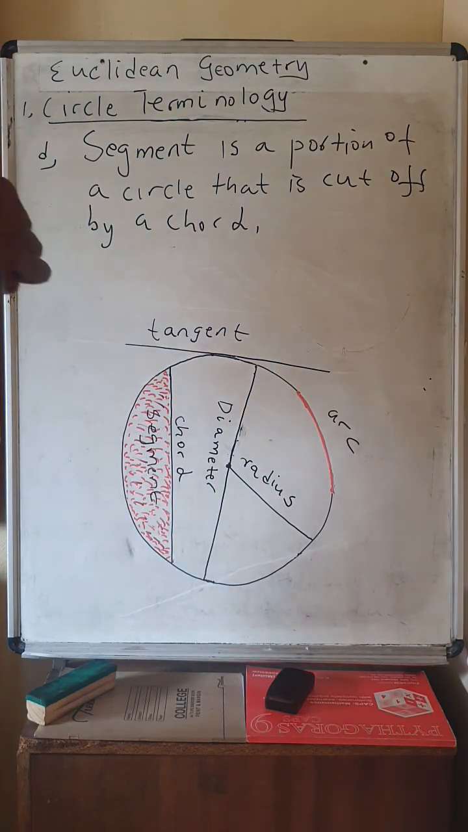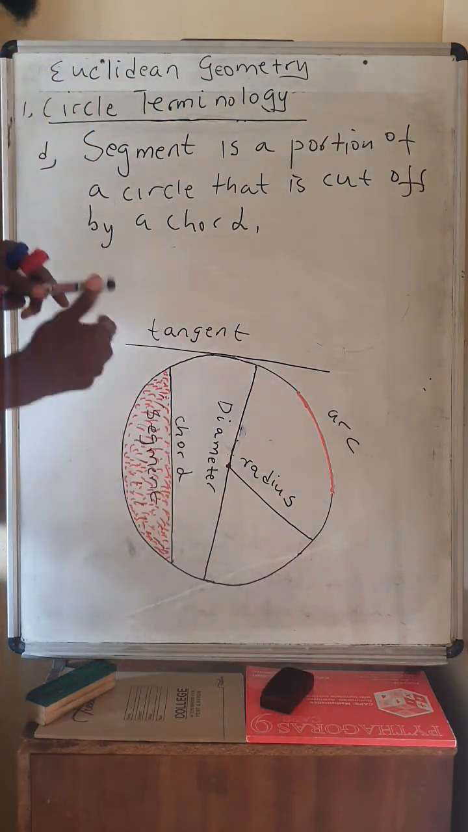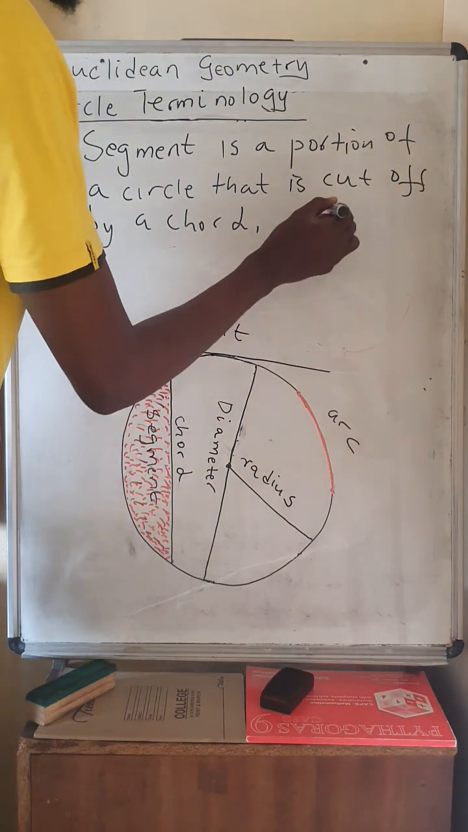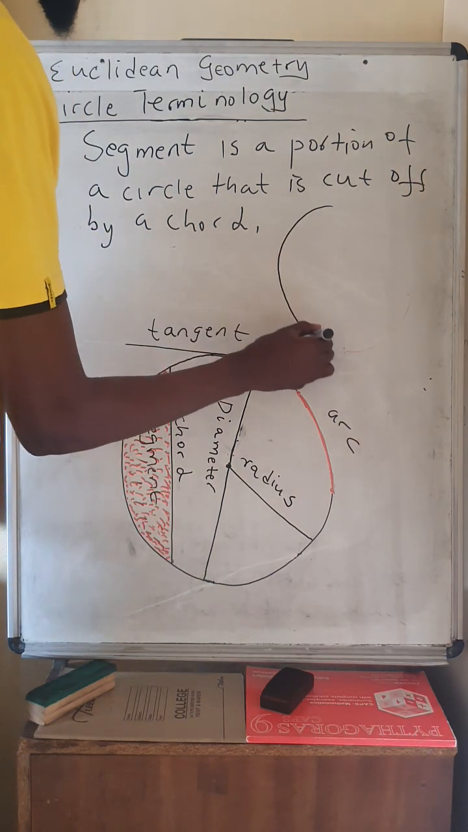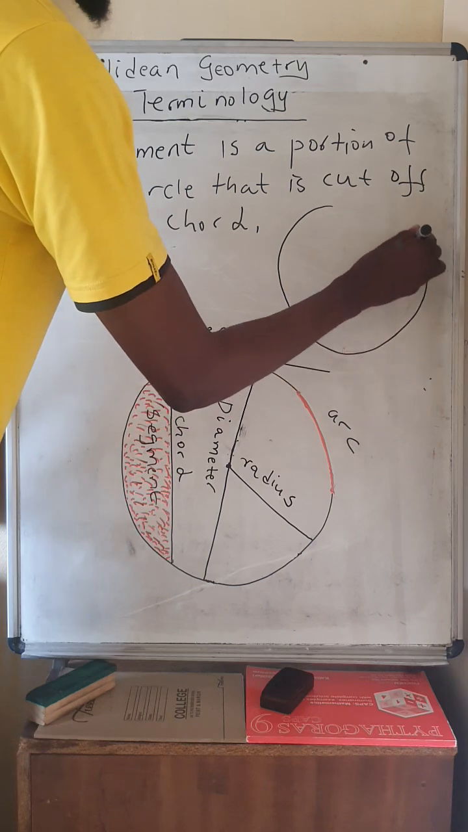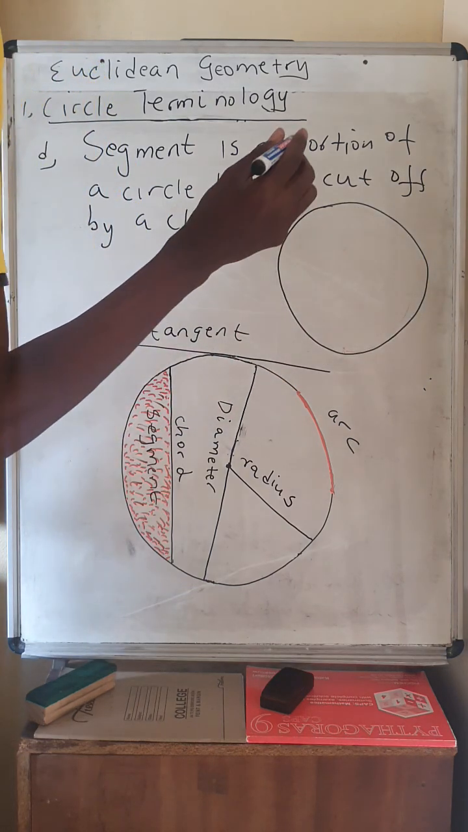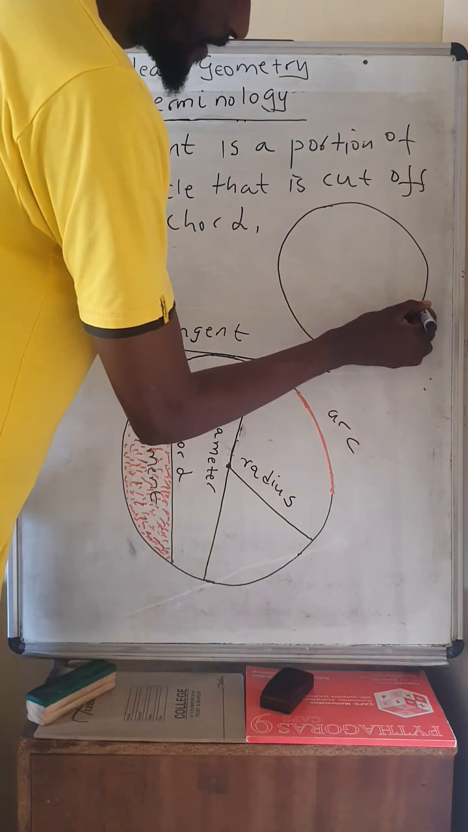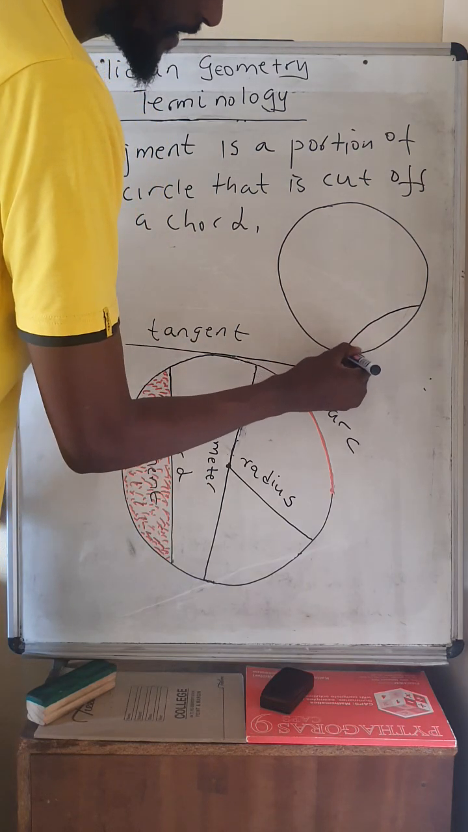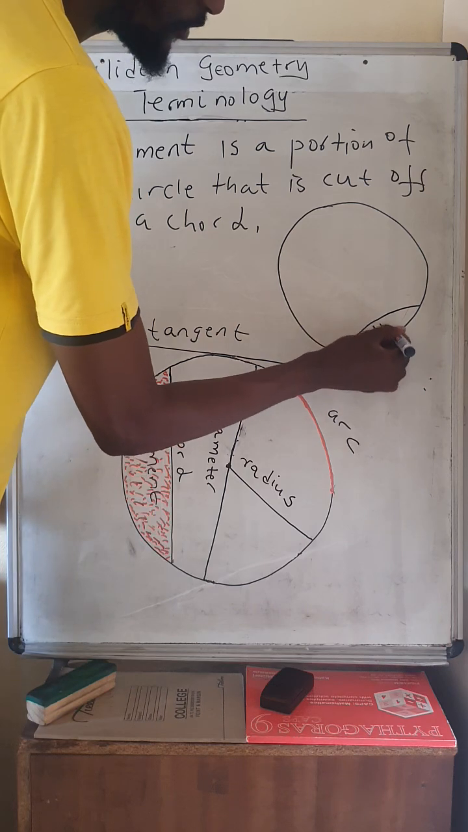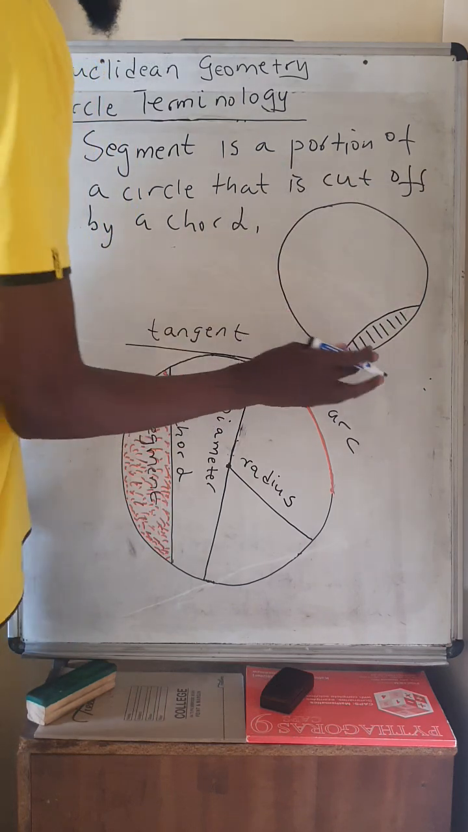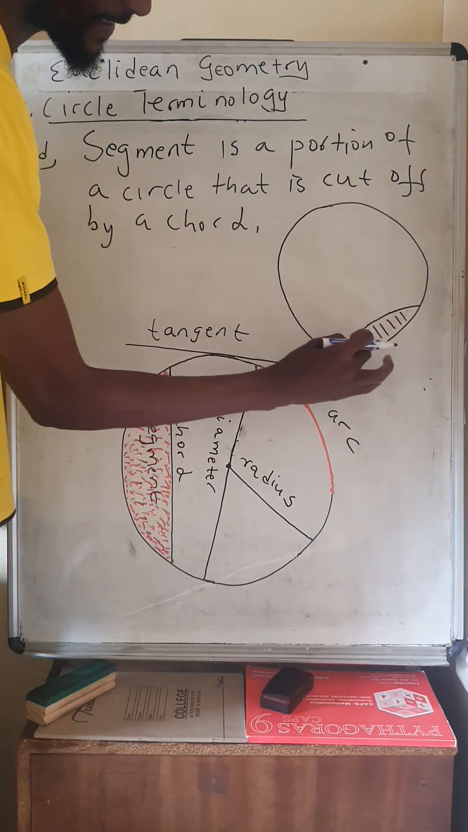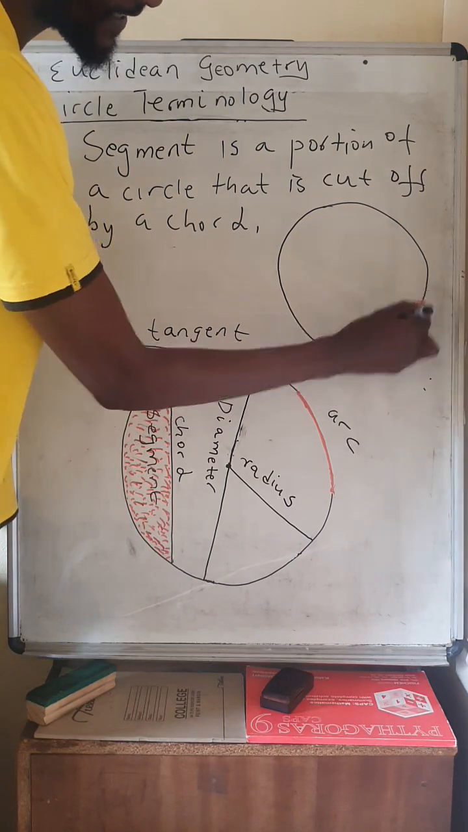So now, let me give you an example of what I'm talking about here. Let me have a circle here. But before I go any further, let me just cut a simple portion this way. So this guy here, if you look at this, is a portion of a circle. It's part of the circle.